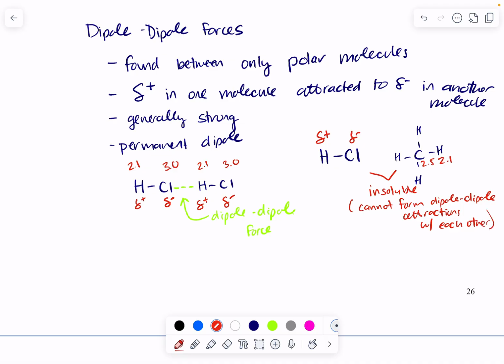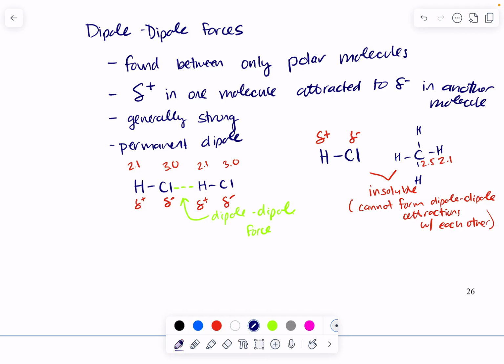A great example of this would be two immiscible liquids like oil and vinegar. Oil is nonpolar, vinegar is polar, so the dipoles in vinegar have no way of forming dipoles with the oil, and therefore they're considered insoluble.